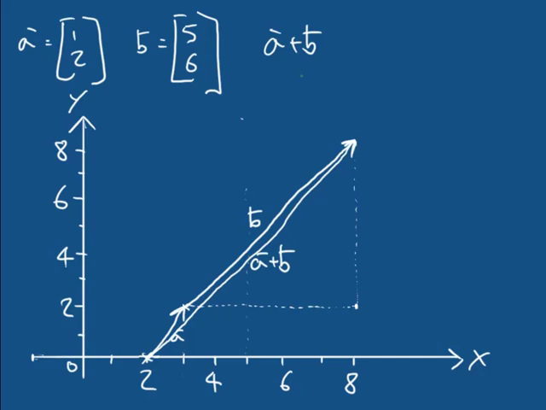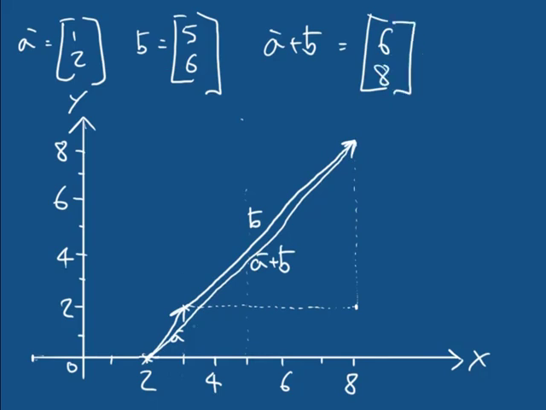Now how can we verify that? Well, we know that A plus B is 1 plus 5, which is 6 for the first component, and 2 plus 6, which is 8 for the second component. And this vector is starting here at 2 in x, and it's travelling all the way along to 8 in x. So if it's starting at 2 and travelling to 8, it's travelling 6 units. And it's starting at 0 in y and travelling along to 8 in y. So 0 to 8 is 8 units.